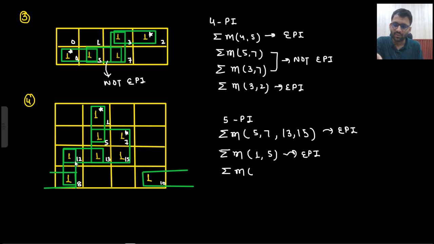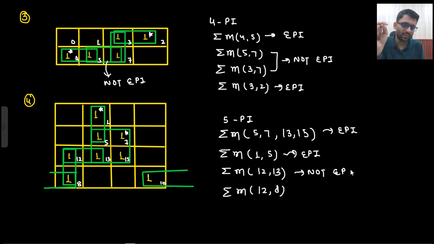Then I will go to this group 12, 13. So 13 is also having other option. So 13 is having this group, and 12 is also having other group, right? 12 is also having 12, 8 group. So 13 also has other group and 12 also has other group. So this is not EPI, not EPI. What about this 12, 8? So 12 is having 13, and 8 is having 10 as well. So other group is also there. What is that? 8, 10. So 8 is having 10 and 12 is having 13. So this is also not EPI.